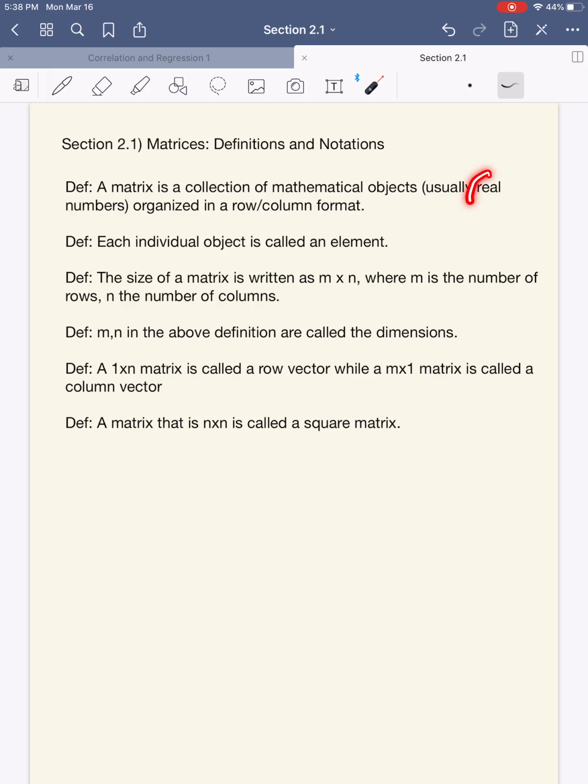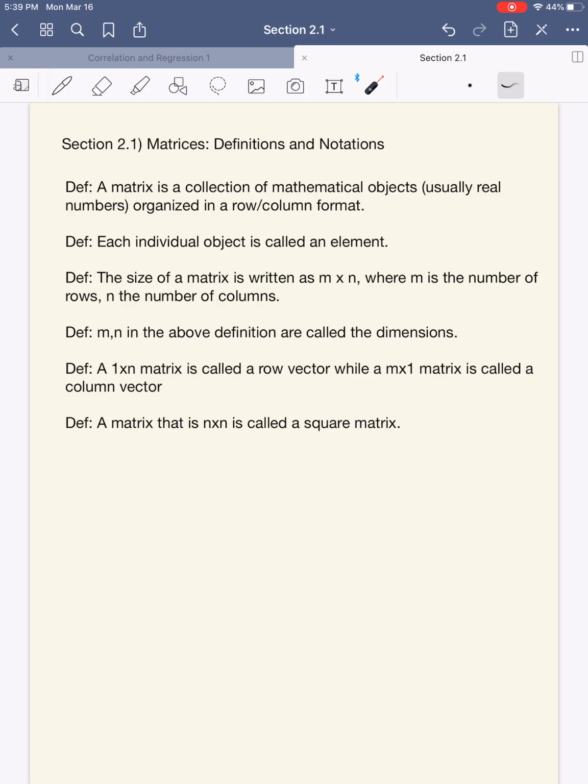You'll notice that we're calling attention to usually having real numbers as those mathematical objects. That's going to be the case for our class, unless we specifically say otherwise. However, you should keep in mind that matrices can be more general. You can have the objects be complex numbers, they could be functions, they could even, in theory, be matrices themselves. So you could have a matrix of matrices. However, if we don't say otherwise, we're going to make the generalized assumption that we're dealing with real numbers. Each one of those mathematical objects inside of a matrix, as an individual, is what we call an element. So an element is just our name for those individual objects that make up the matrix.